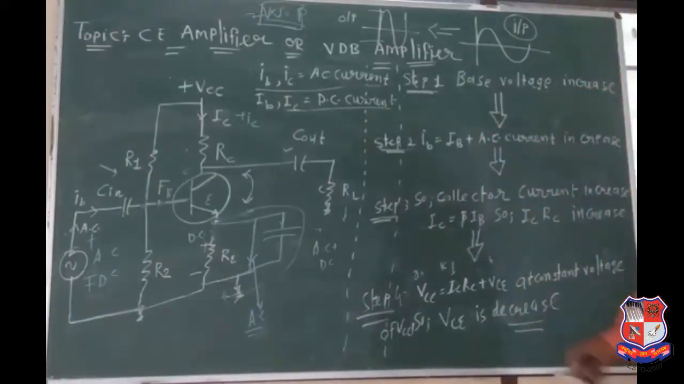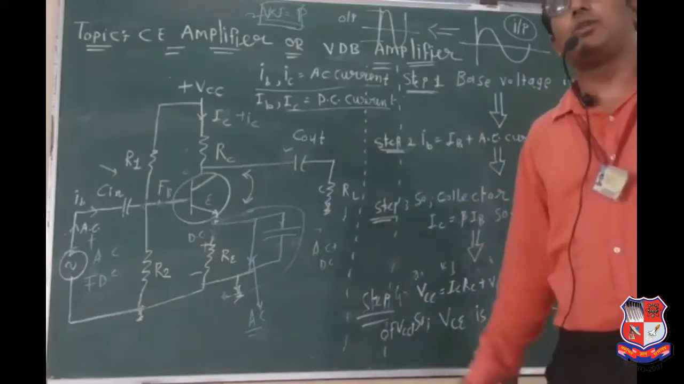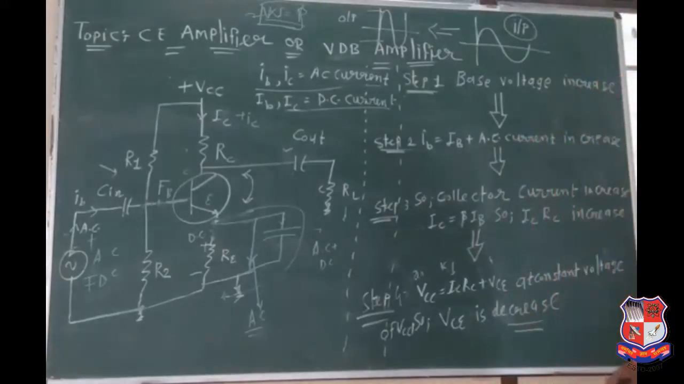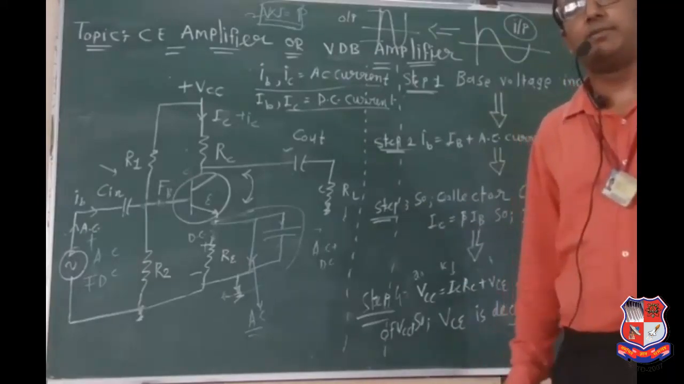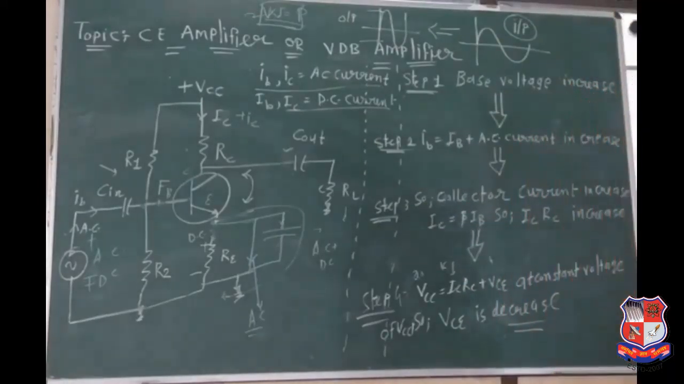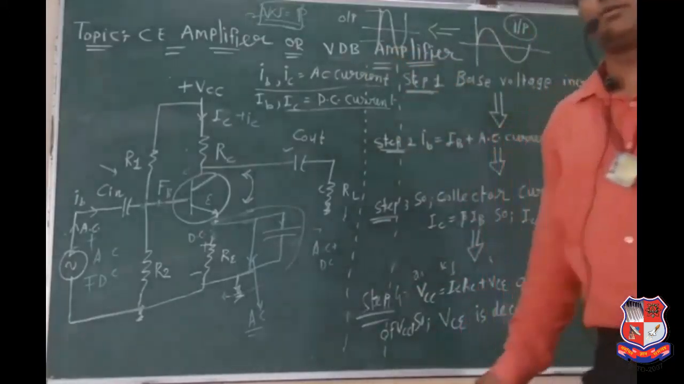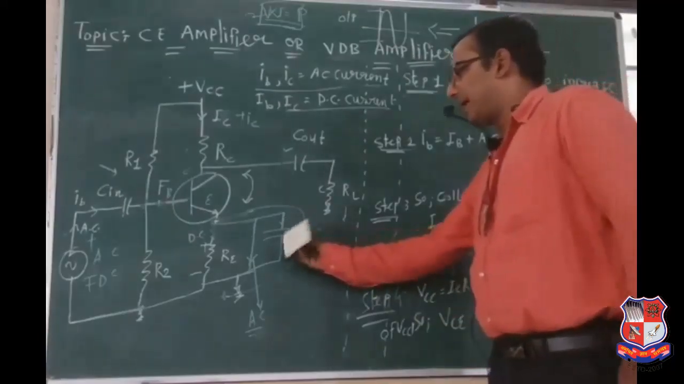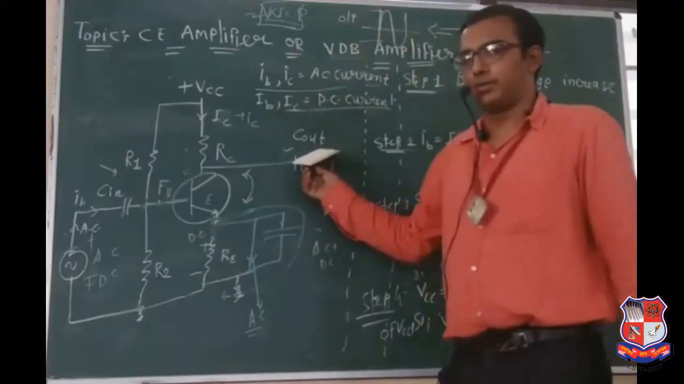Most important topic regarding the external examination. Questions are asked like this: explain the common emitter amplifier with necessary waveform and working principle. That type of question can be asked. Also a question asked like this: explain the concept of the VDB amplifier, voltage divider bias amplifier. So this is known as the bypass capacitor, this is known as the input capacitor, this is known as the output capacitor.